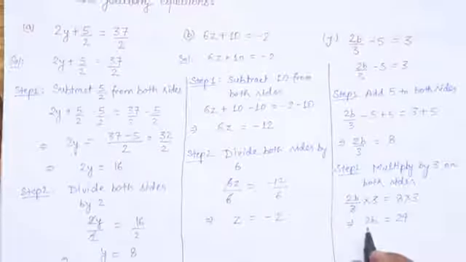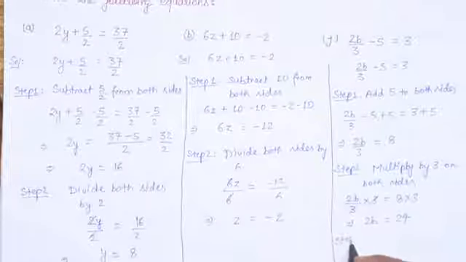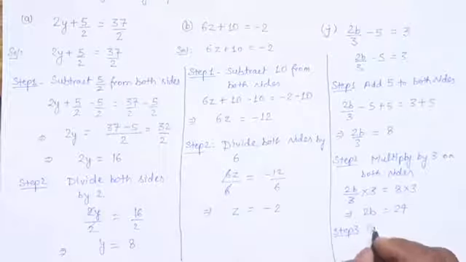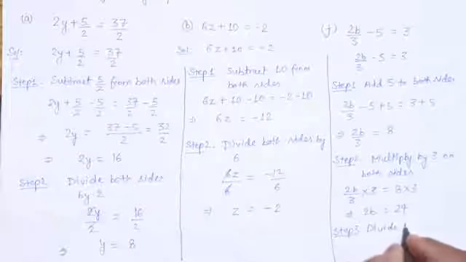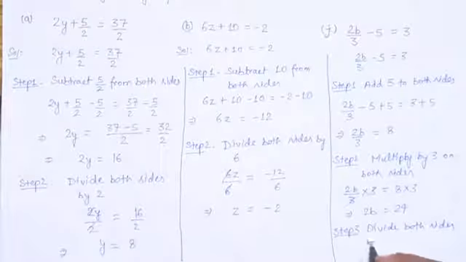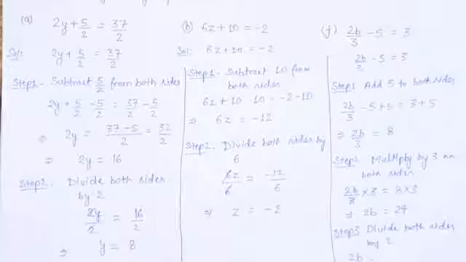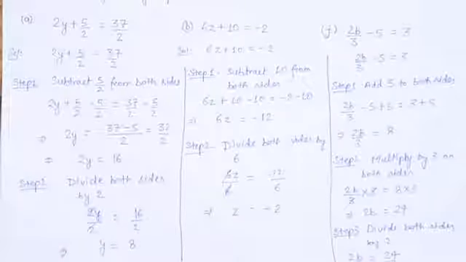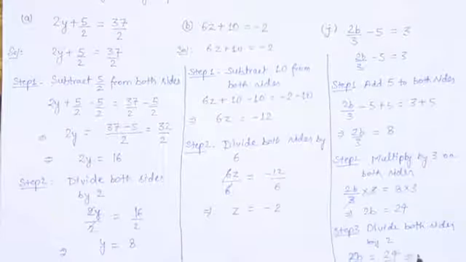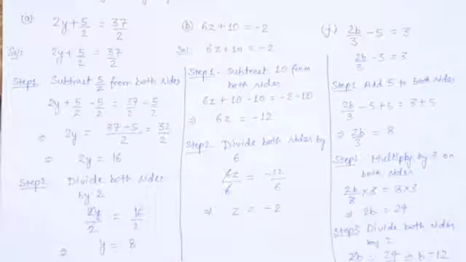But again you can see that we have 2b instead of b in the left hand side. So what is our step 3? In step 3, divide both sides by 2. So what we can write, 2b by 2 equals to 24 by 2. So here 2 and 2 are cancelled out, and it implies that b is equal to 24 by 2, which is 12. So this is our solution.